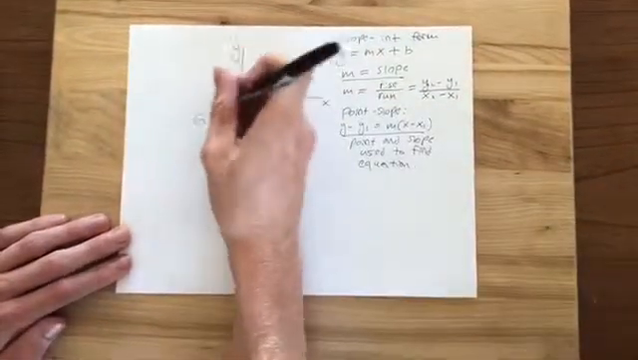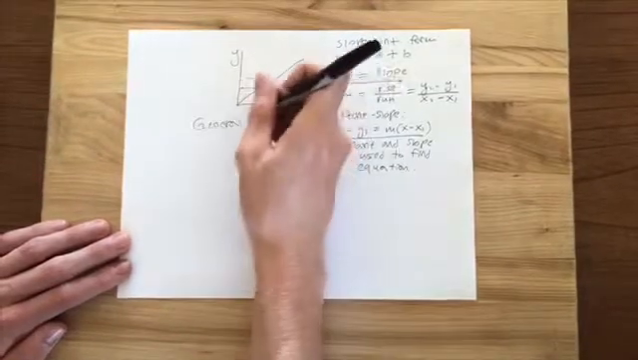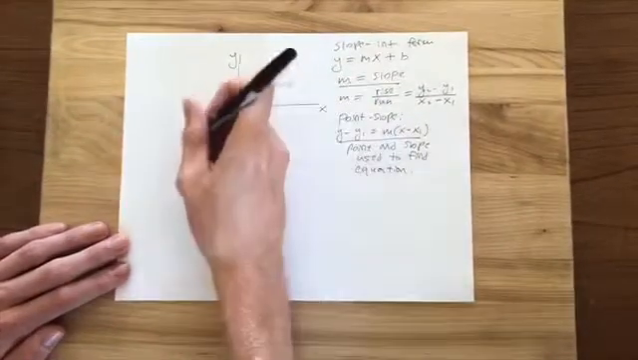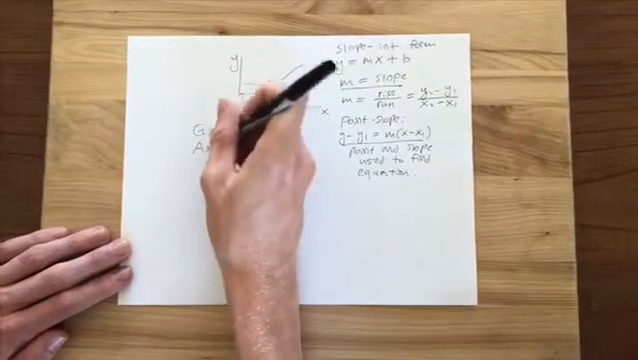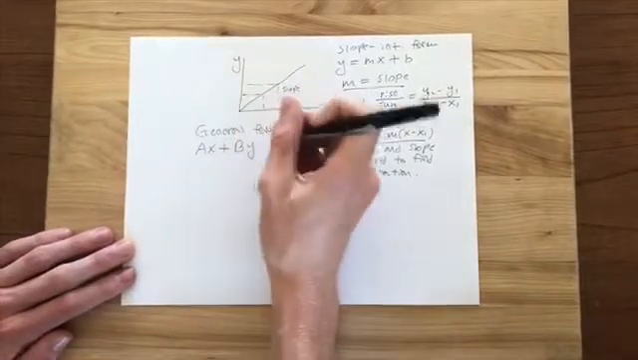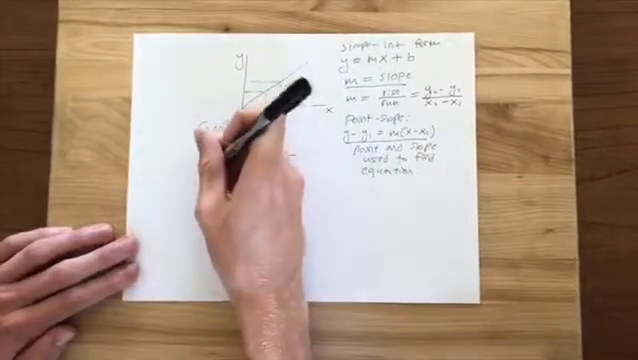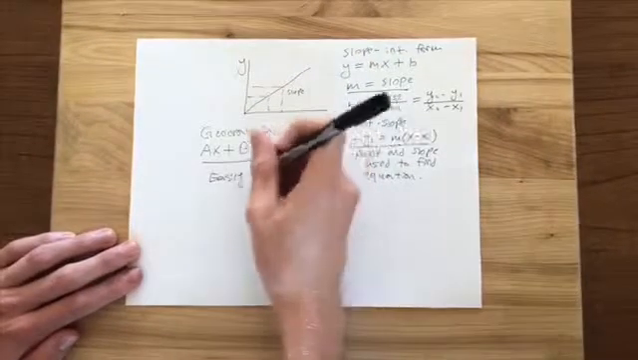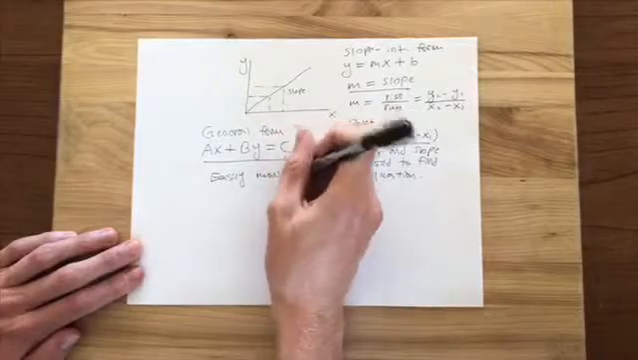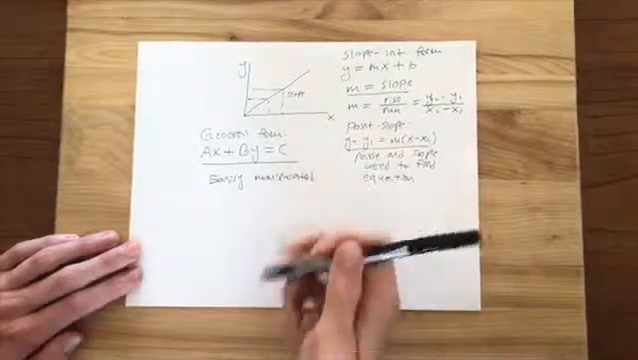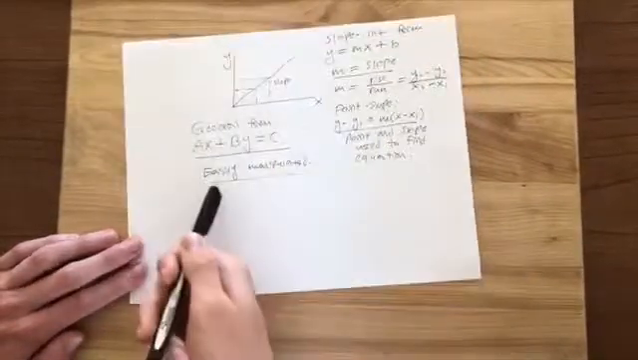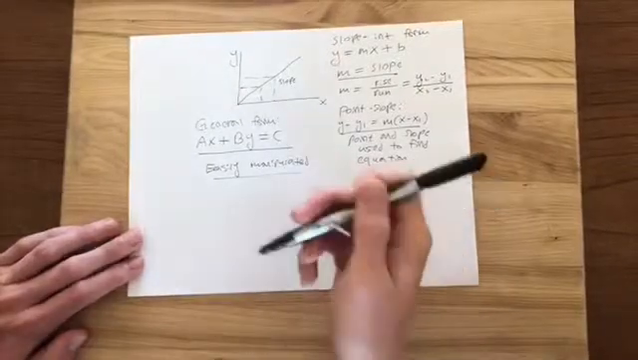Now there's also a general form that you might not have seen before to express a line, and that's ax plus by equals c, where a, b, and c are all constants. If we rearrange this, it can easily be represented in slope-intercept form. So that's basically it for linear functions.